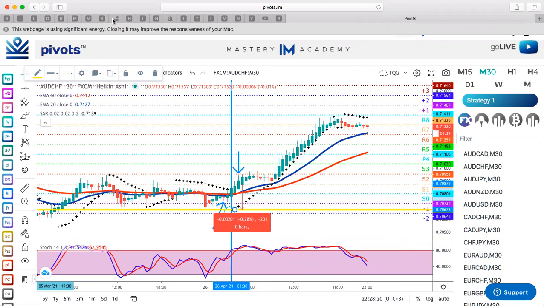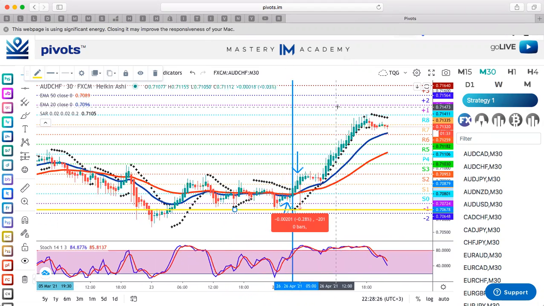So, what currency pair is this? AUD CHF. It does move good though. It does move good.